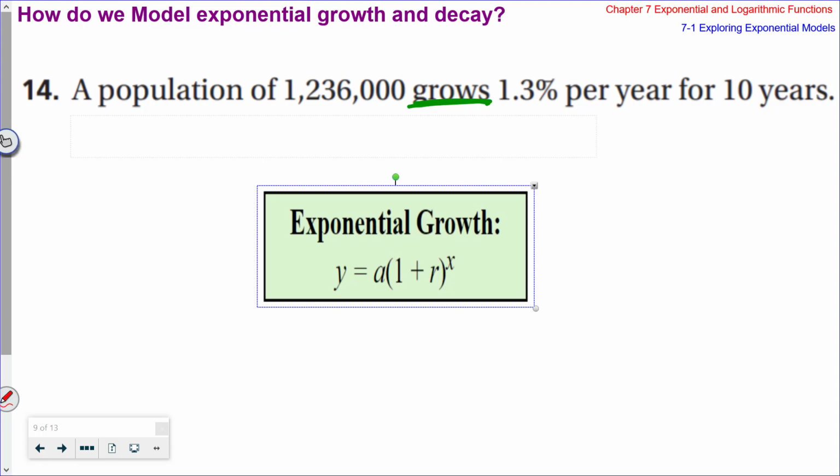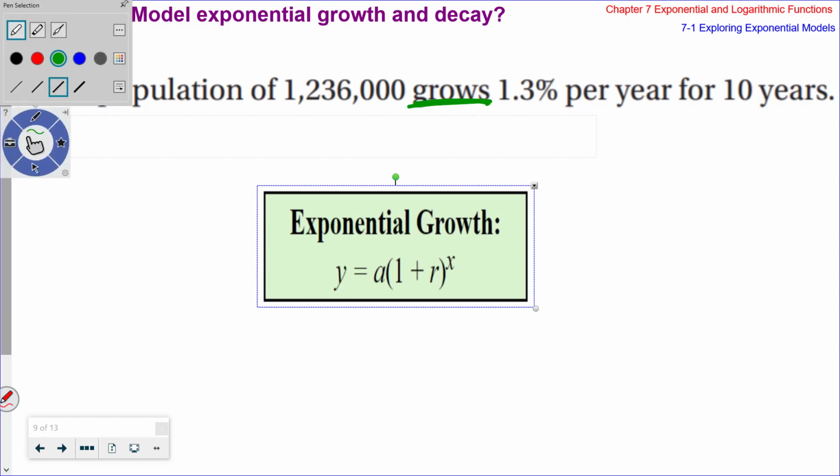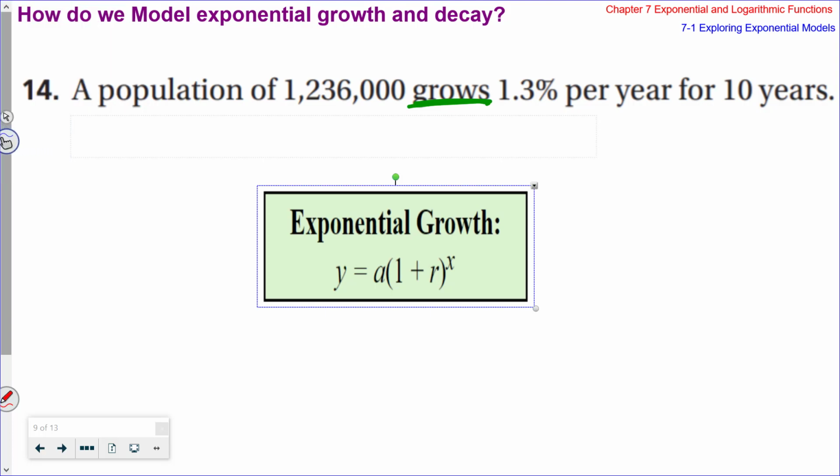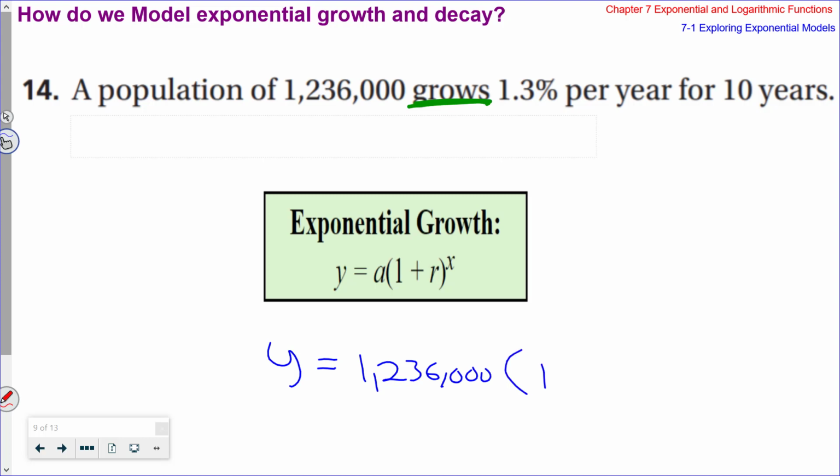Haley, do you have the model? Would it be Y equals 1,236,000 and then parentheses 1 plus 0.013 and then X. So when you make the model, do not put a number for X, do not put a number for Y. Just leave Y and X, but substitute everything else.